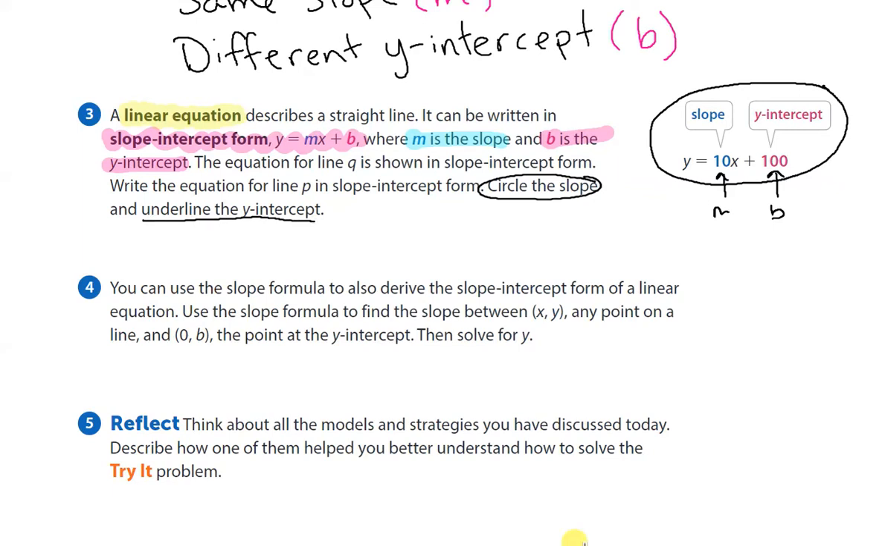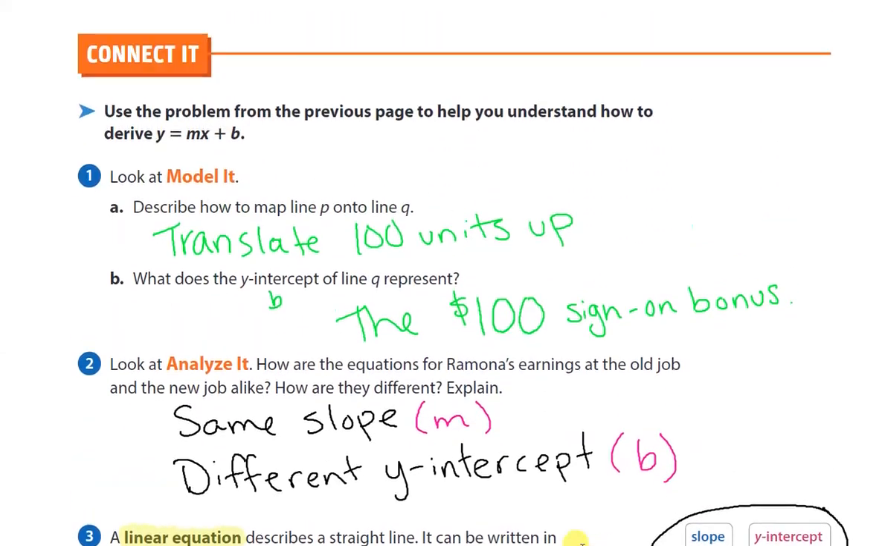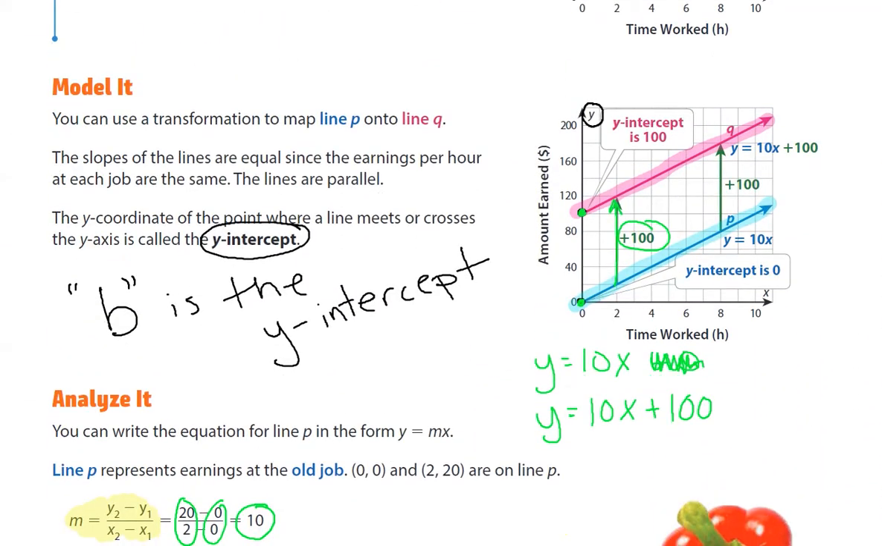Okay, so we need slope-intercept form. So y equals slope plus y-intercept. Oops, that's for line Q. Line P intercepted at 0. So we're going to circle the slope and underline the y-intercept. It intercepted at 0. Let's go back and double check. Oh, look at that, right there. It intercepted the y at 0.